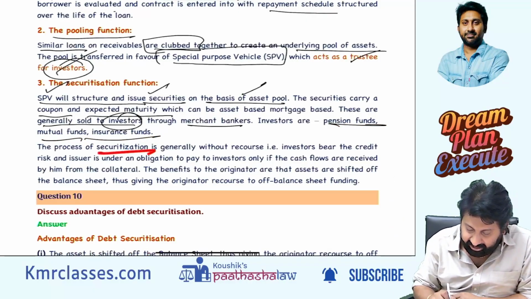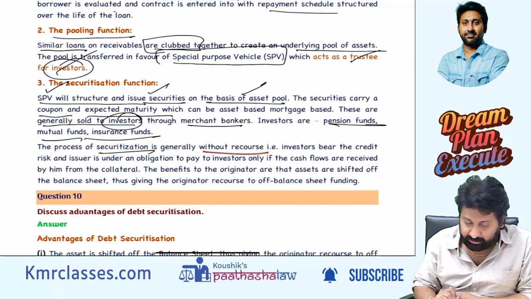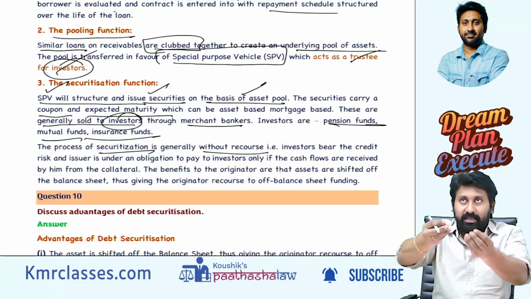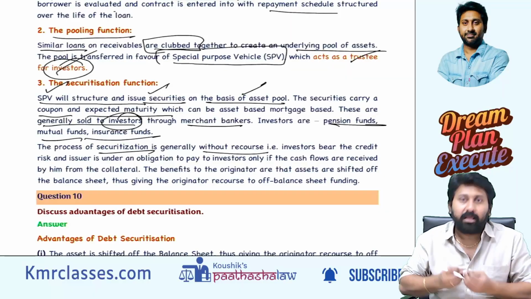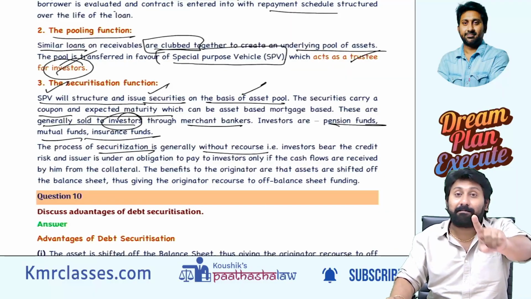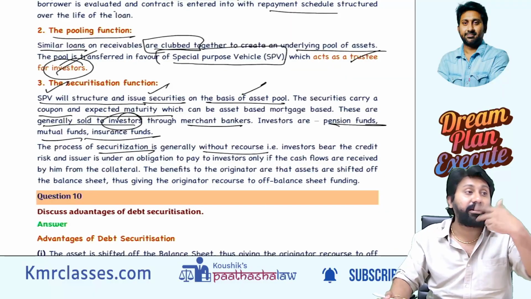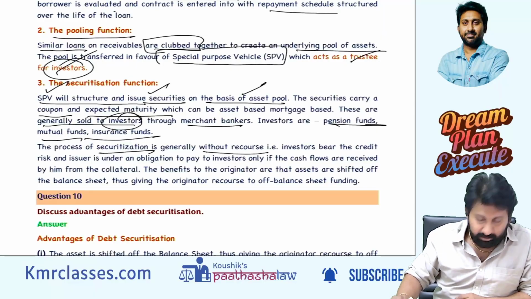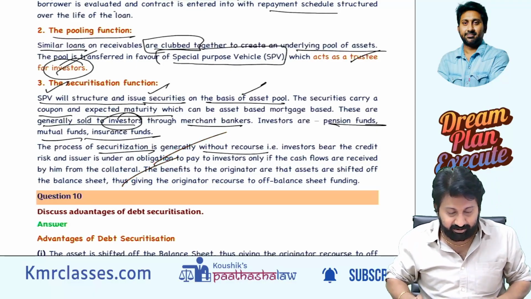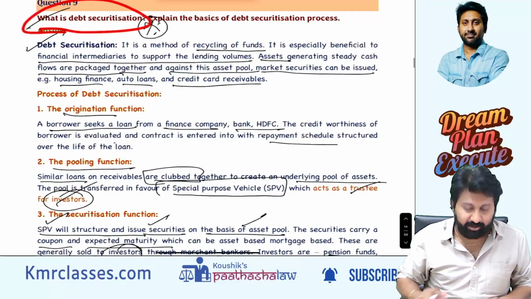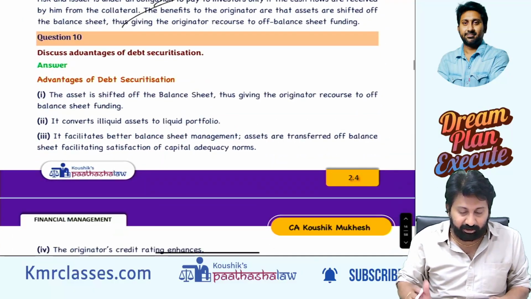The process of securitization is generally carried out without recourse. Means once the securitization company, SPV, has bought the assets, that's all. Risk of recollecting the EMIs is entirely your headache. Non-recourse means you can't give back again. Okay. So, these are the main points that you need to understand here. Most important point, debt securitization is also completed with full clarity.